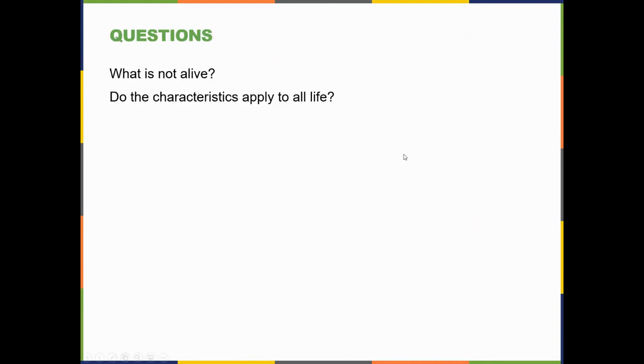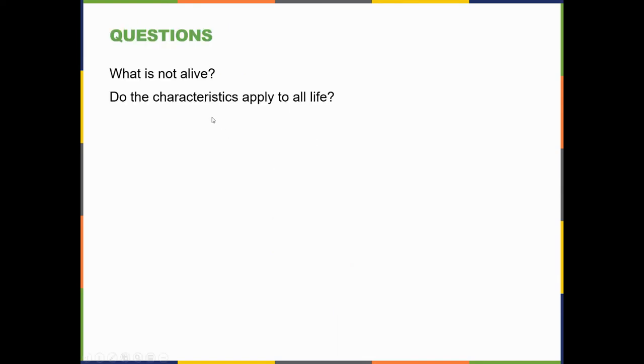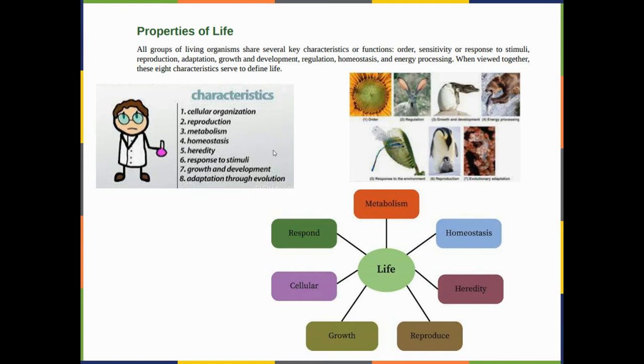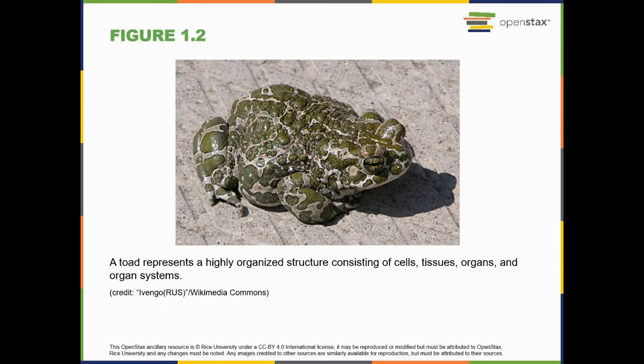Think about questions. So if these are the properties of life, then what is it that you know of that's not alive? Does everybody have all these properties? Does everybody respond to stimulus? Does a plant respond to stimulus? What characteristics are not there? Movement is not there, right? So that's not a characteristic that's necessary. So think about these things.